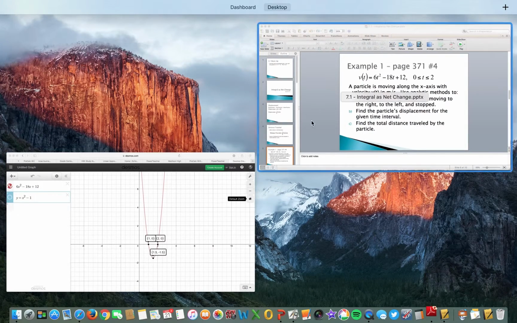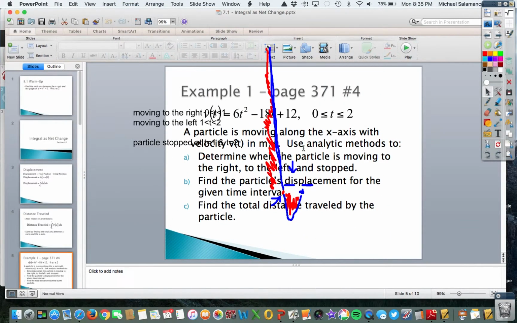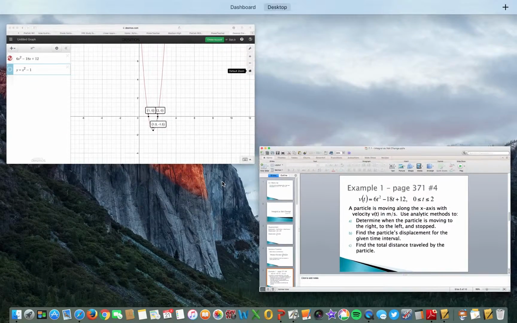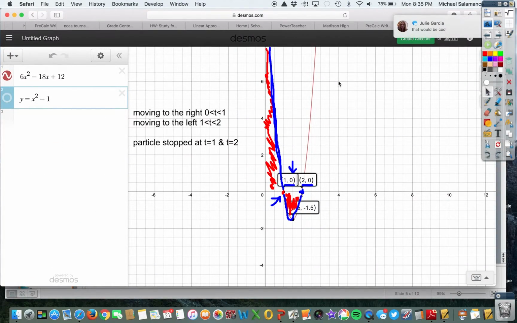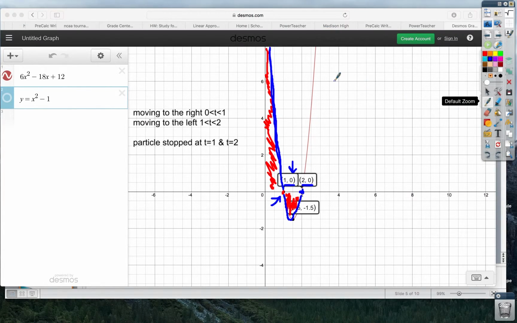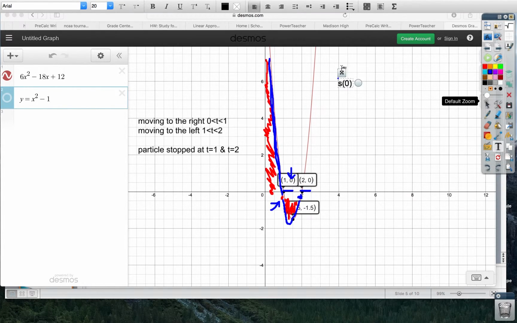So let's take a look at the next question again. It says find the particle's displacement for the given time interval. So to look at that, what I didn't give you is this initial value. So this is something I forgot to give you. So I'm going to write it down now. S of 0 is equal to 3.